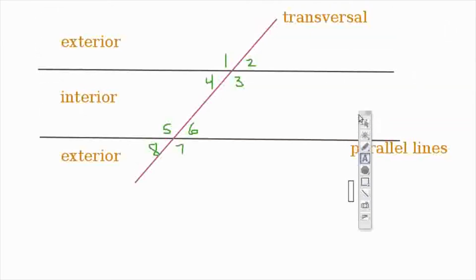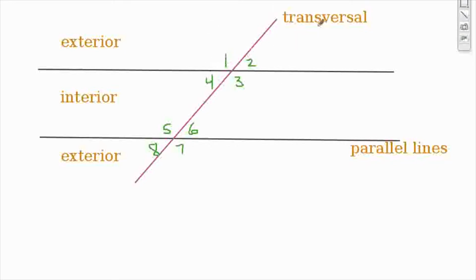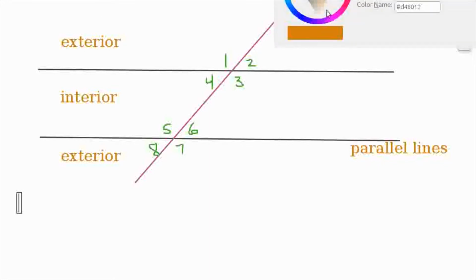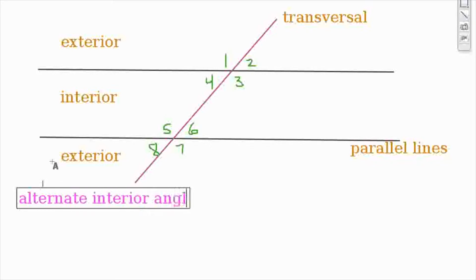I'm going to claim that the alternate interior angle pairs are congruent. Alright, that's a mouthful, so we'll make sure that everybody understands it. Alternate interior angle pairs are congruent.